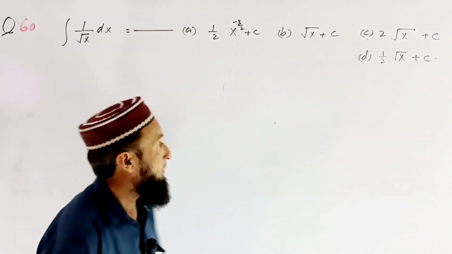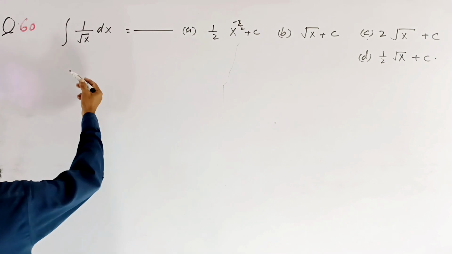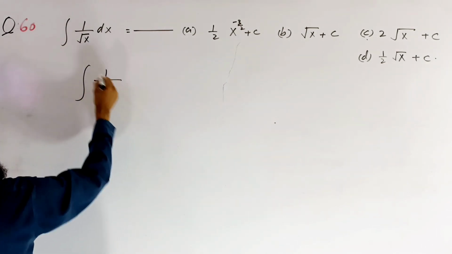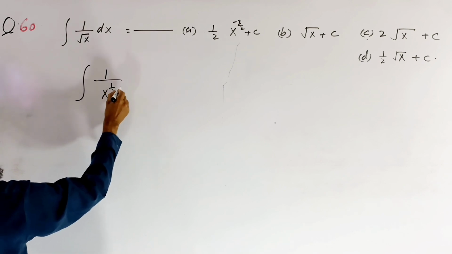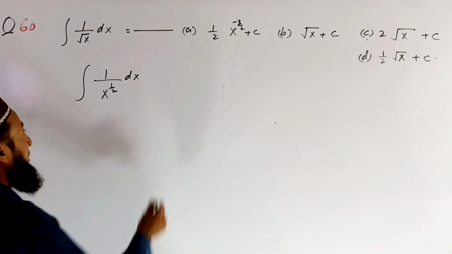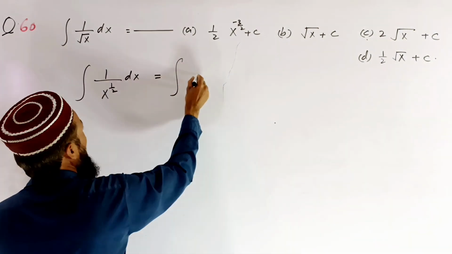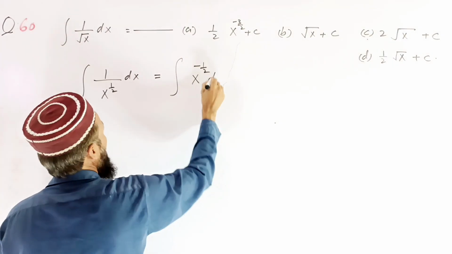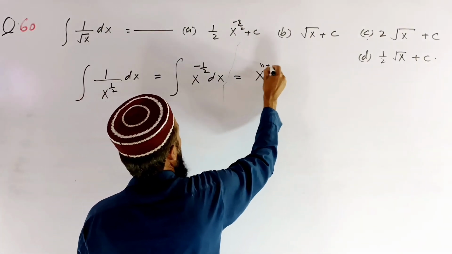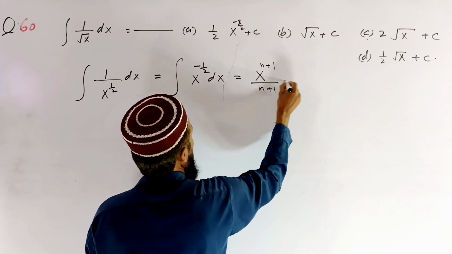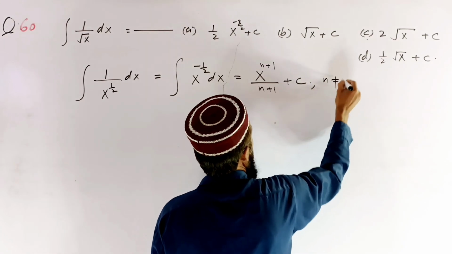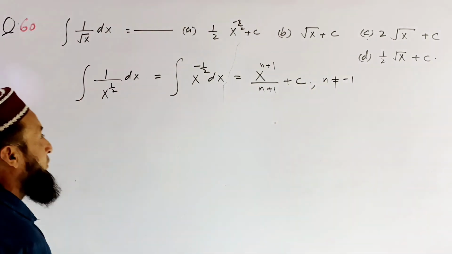How do we calculate this one? According to the formula, according to the rule we are using, first of all we simplify. We can write x under root as x to the power 1 by 2, and this reciprocal we change using the exponent rule, so we can write x to the power minus 1 by 2 dx. Now we apply the formula x to the power n plus 1 divided by n plus 1 plus c, where n is not equal to minus 1. That is the formula for the power rule.